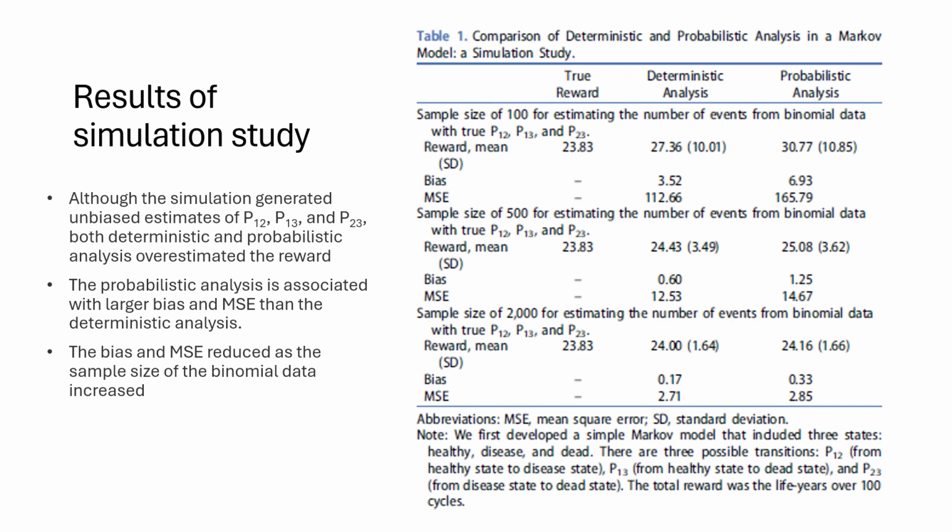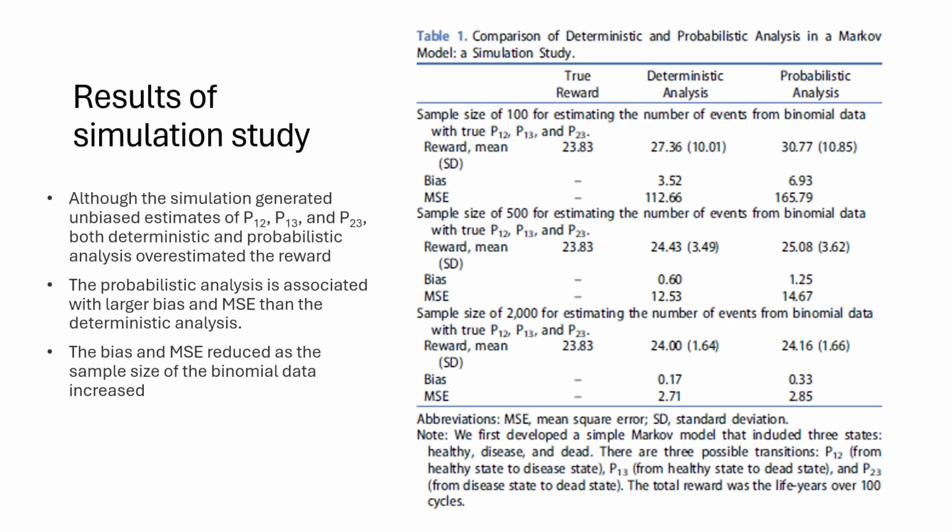Although the simulation generated unbiased estimates of transition probabilities, both deterministic and probabilistic analysis overestimated the reward. Further, the probabilistic analysis is associated with larger bias and mean square error than the deterministic analysis. The bias and mean square error reduced as the sample size of the binomial data increased.